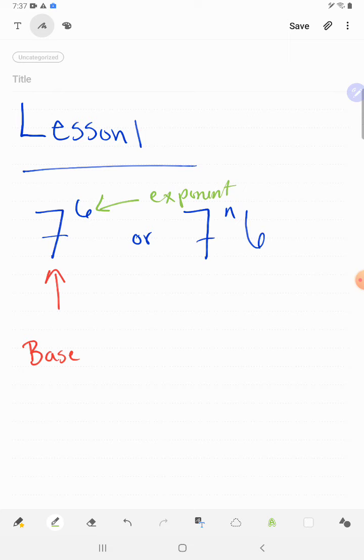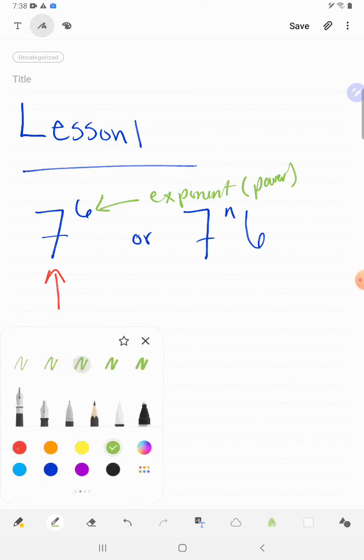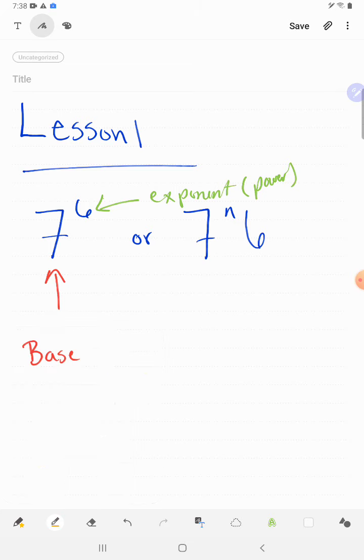Now, you can also hear me say exponent, or you'll hear me say 7 raised to the 6th power. All right? So, exponent and power mean the exact same thing. Another way to represent this would be saying 7 times 7 times 7 times 7 times 7 times 7. I took the base number 7 and I multiplied it 6 times. That's what this is telling me to do.